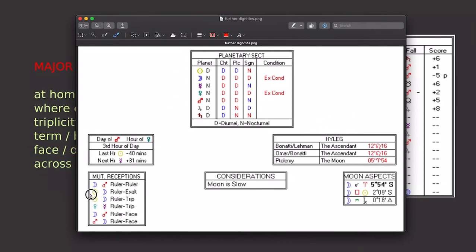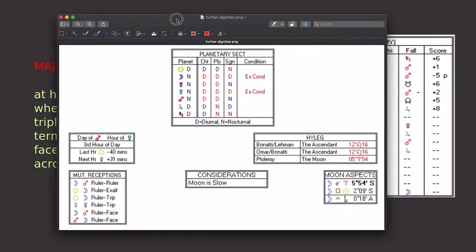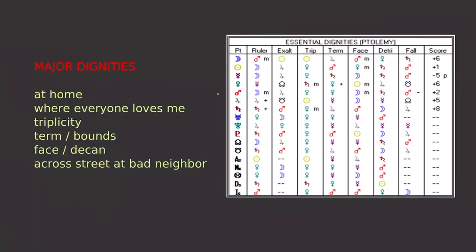So we have a mutual reception of one person is at the house of the other person, and the other one is in the triplicity. So now we again have a face. One is in the ruler and the other one is in the face of the other person. So, you know, a lot of different things we can factor in, but that's basically essential dignities.